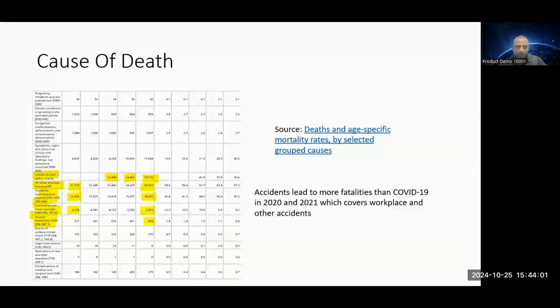Accidents, 15,855 in 2018, went up to 18,365. That's the total number of casualties in Canada in 2022.